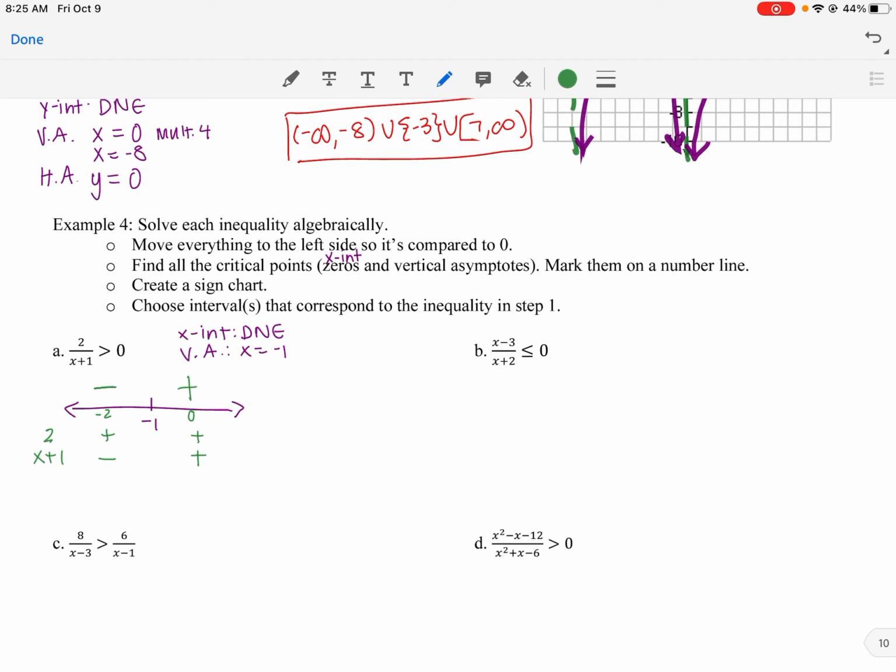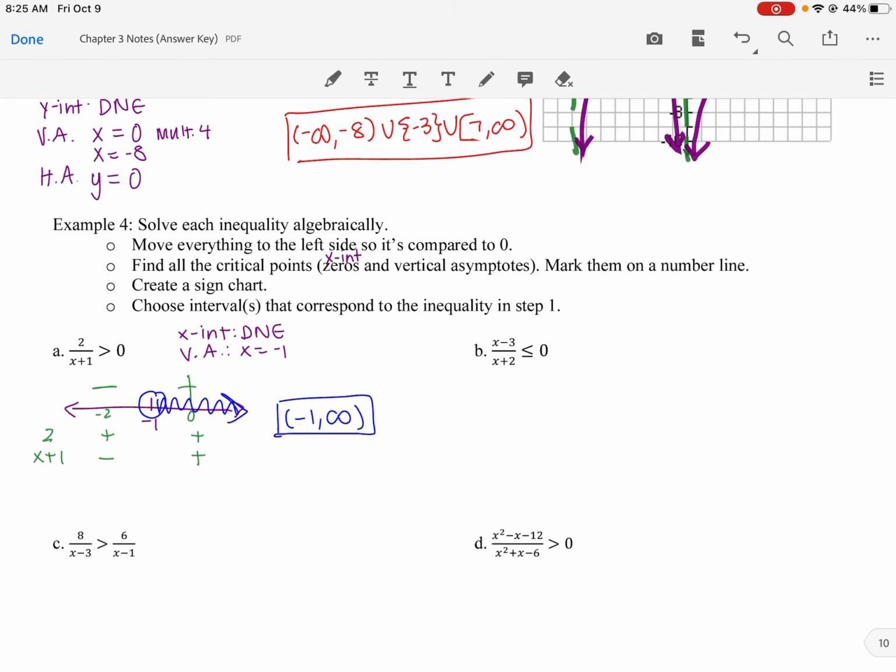While you definitely can plug in actual values, I think that sign chart makes it a lot easier. It kind of simplifies the process. In this case, we want one that's greater than 0, so we're taking to the right, and not equal to, so an open circle. So the interval that corresponds to it is -1 to infinity.